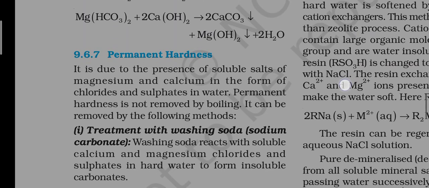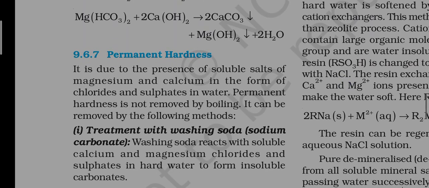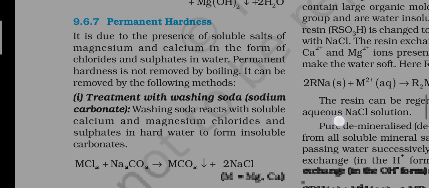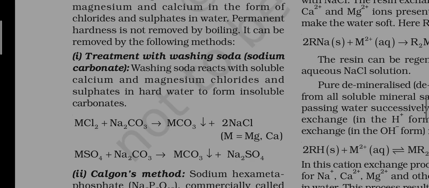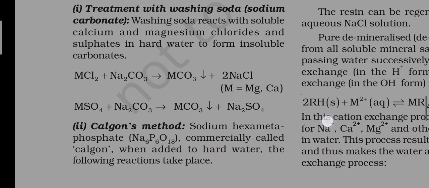Next is permanent hardness. It is due to the presence of soluble salts of magnesium and calcium in the form of chlorides and sulfates in water. Permanent hardness is not removed by boiling. It can be removed by the following methods. First is treatment with washing soda. Washing soda reacts with soluble calcium and magnesium chlorides and sulfates in hard water to form insoluble carbonates.